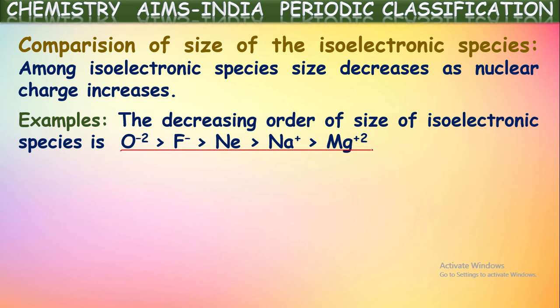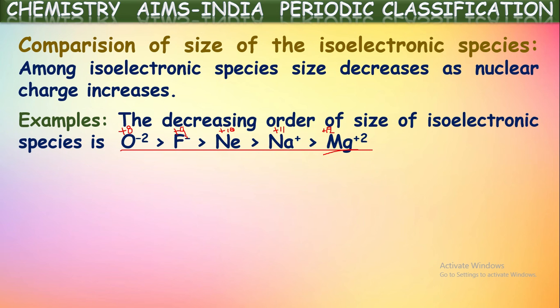Now if you compare the size of these, the nuclear charge is greater for magnesium. If you observe for magnesium, what is the nuclear charge? Plus 12, because there are 12 protons in the nucleus. For sodium, only 11 units. For neon, 10 units of charge are there in the nucleus. For oxygen, only 8 units of nuclear charge, though it has 10 electrons. And for fluorine, only 9 units of positive charge in the nucleus. So as nuclear charge increases, atomic size decreases.